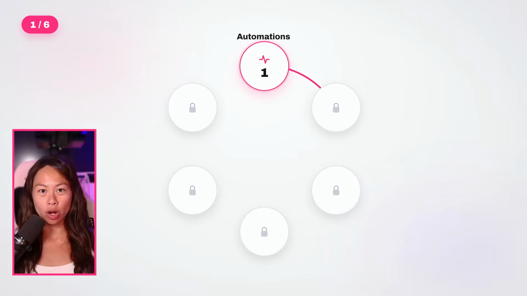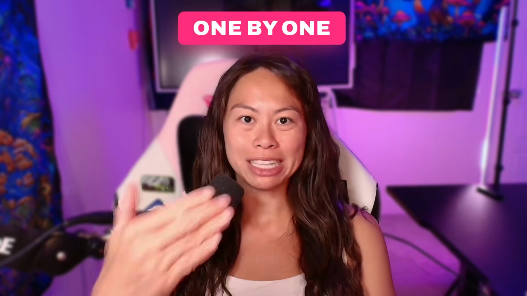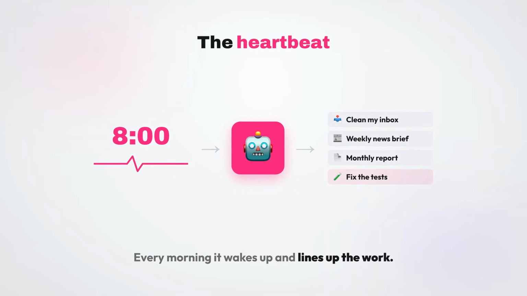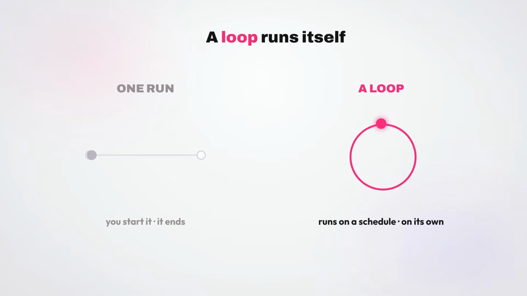This is the heartbeat. Right now, you're the one who starts the work. You open the laptop, you remember what needs doing, and you type one prompt after the other. Loop engineering takes those jobs off you. You set a schedule like every morning at 8, and the system wakes up on its own, looks at what changed and what needs to be done, and lines up all the work. The schedule is the automation. It turns a one-time run into a loop running on its own.